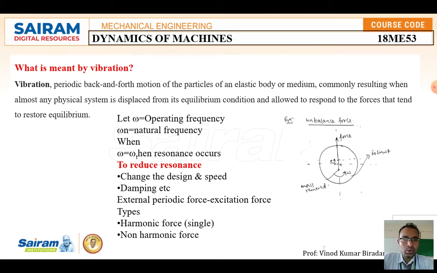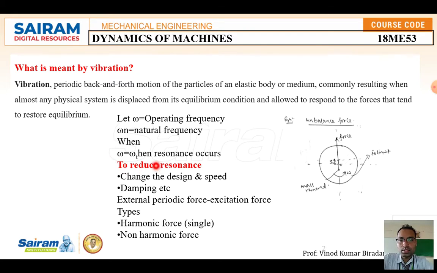To understand this, let me introduce some notations. Let omega be the operating frequency and omega n be the natural frequency. Why do we want to study forced vibration? To reduce resonance. When omega is equal to omega n, there is a chance of producing resonance. If resonance occurs, the mechanical component is going to get damaged. To reduce resonance, we study this forced vibration chapter.